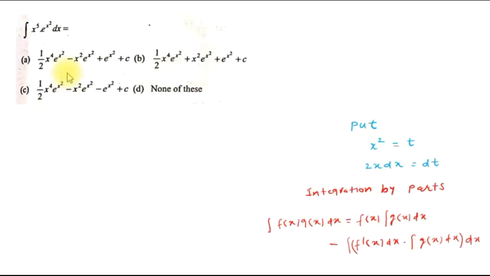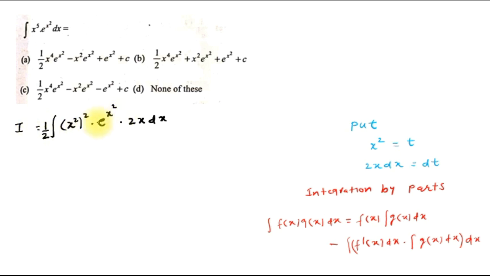Hello dear student, this is your question. Here we have to find the integration of x to the power 5 into e to the power x square dx. So first of all we write it as integration of x to the power 5, which can be written as x square to the power 2, into e to the power x square, and here we multiply by 2x dx. Since we multiply by 2, we multiply the whole integration by half, so that there is no change in the integration.